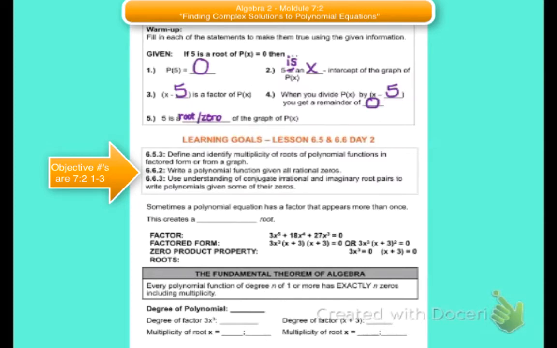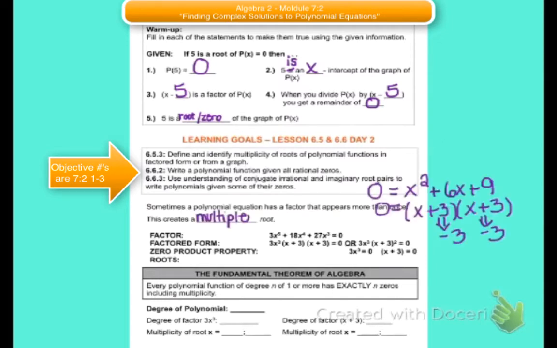So sometimes a polynomial equation has a factor that appears more than once. This creates a multiple root. I included here an example of a quadratic equation that has a multiple root. This happens to be a perfect square trinomial, and when it's factored, it gives you two binomials that are identical, which would then produce the same solution 2 times. That's what we mean by multiplicity, when a particular solution counts for more than just one of the solutions.